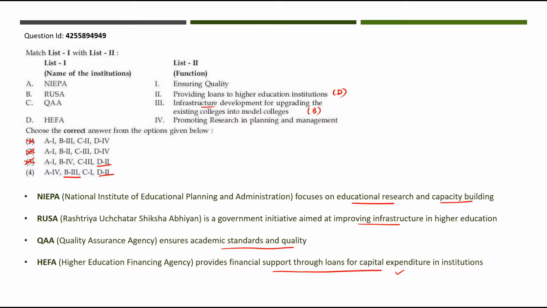What about QAA? It is academic standards and quality. Ensuring quality is in the first option of list 2. So C will be mapping to 1. What about NIEPA, the National Institute of Educational Planning and Administration? This is mapping to promoting research in planning and management. The name itself has educational planning and administration. So taking them to be the clues, we can map A to 4. A4 is available here. Option number 4, A4, B3, C1, D2 will be the right answer. We are completing Unit 10 here. Let's move to Unit 3, Comprehension.